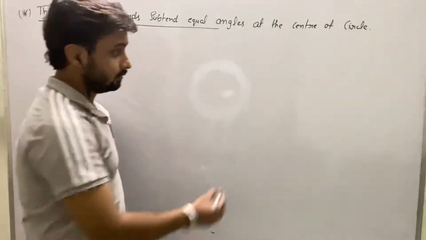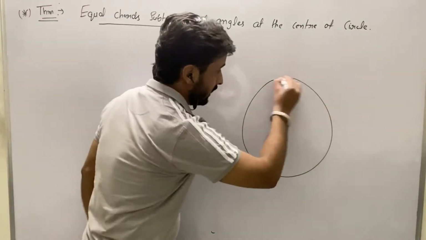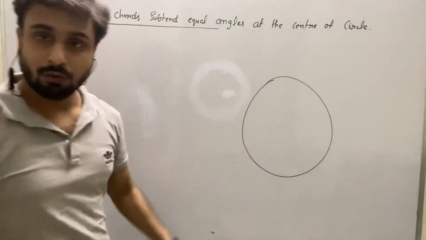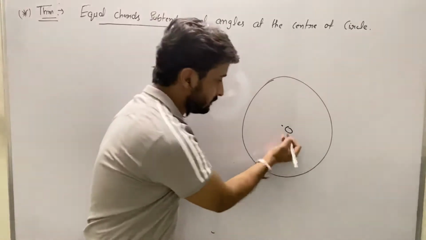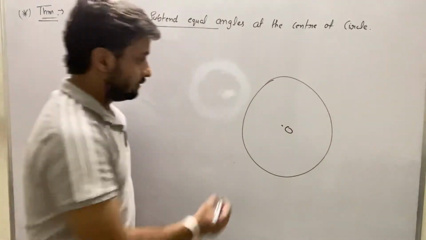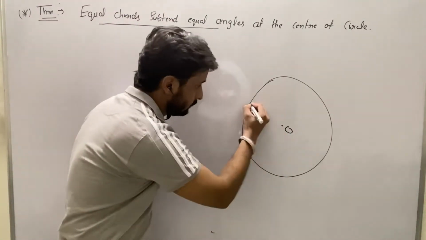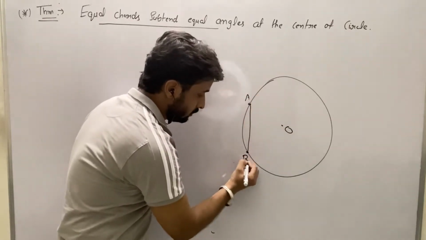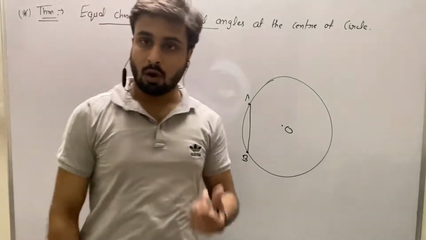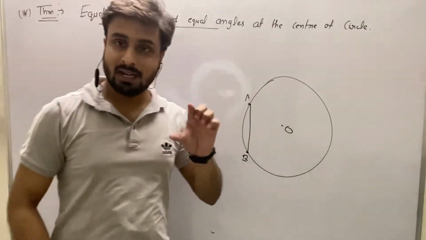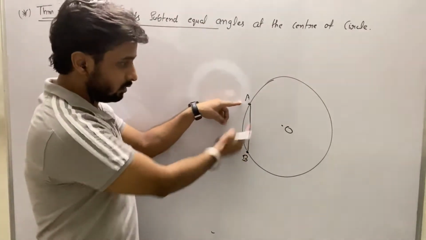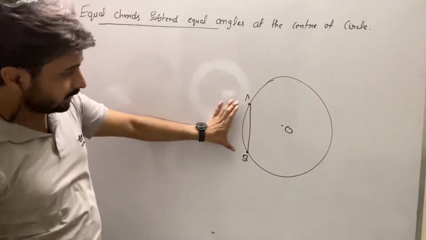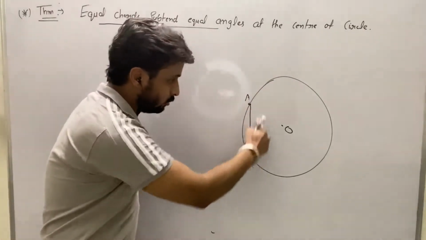the center of a circle. For example, let's say we have a circle and this is the center O of the circle. Now let's say we have a chord AB. What I've told you about a chord is that it is a line segment that connects any two points on the circumference of a circle. So these are any two points and this is a chord connecting the two points A and B.